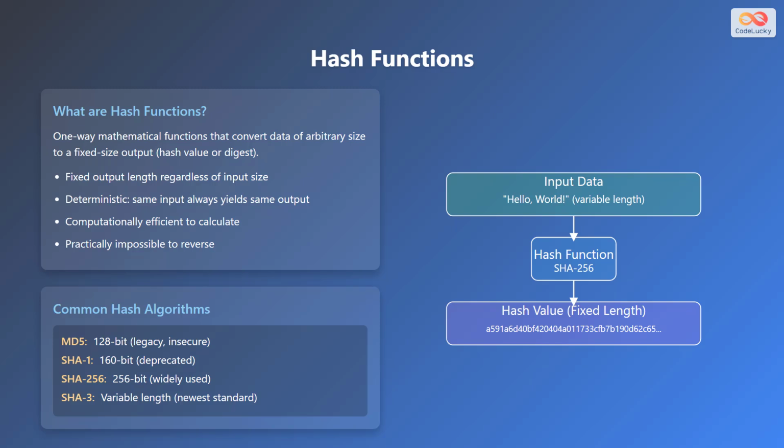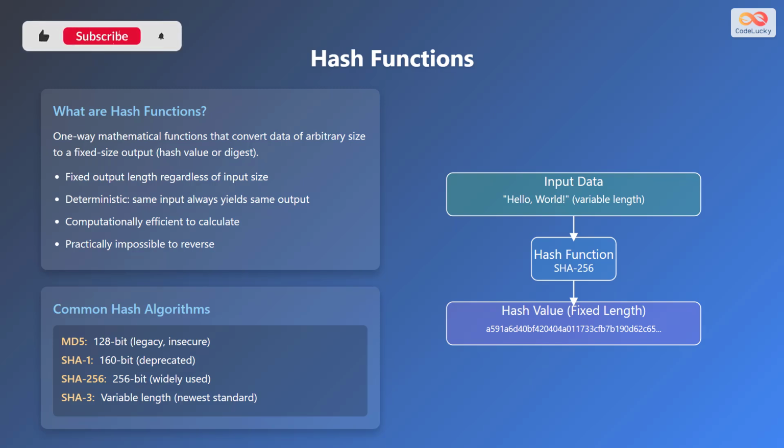Let's move on to hash functions. Hash functions are one-way mathematical functions that convert data of arbitrary size to a fixed size output, known as a hash value or digest. These functions have several key characteristics. They produce a fixed output length regardless of the input size. They are deterministic, meaning the same input always yields the same output. They are computationally efficient to calculate, and they are practically impossible to reverse.